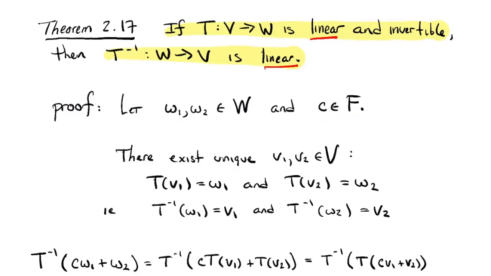Okay, so once I pick these two elements, W1 and W2, because T is invertible, there are unique vectors V1 and V2 back in V that map to these W's. If you want me to unpack that a little bit, why do these V's exist? They exist because T is onto. Why are they unique? Because T is one to one. T is invertible, so it's both of those things. And here I'm just rewriting: if T of V1 is W1, then T inverse of W1 is V1, and so on. I could have just named V1 and V2 by those green highlighted equations as well, whatever you like.